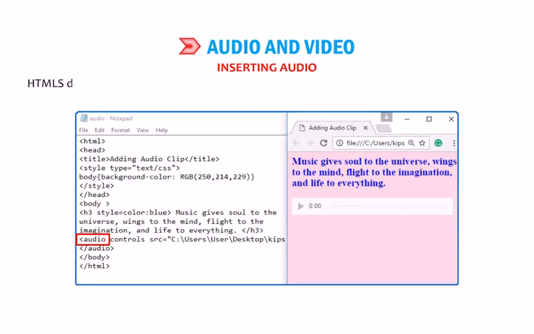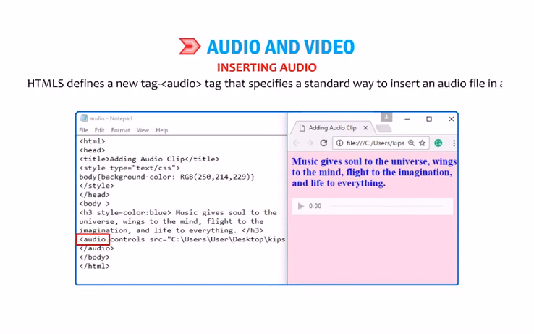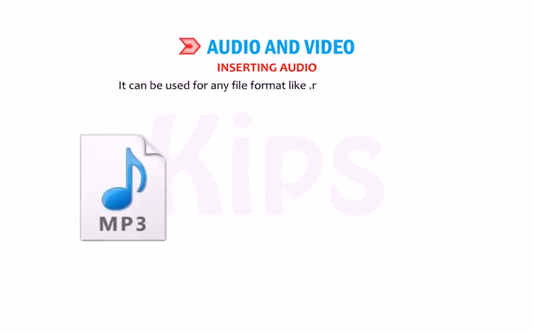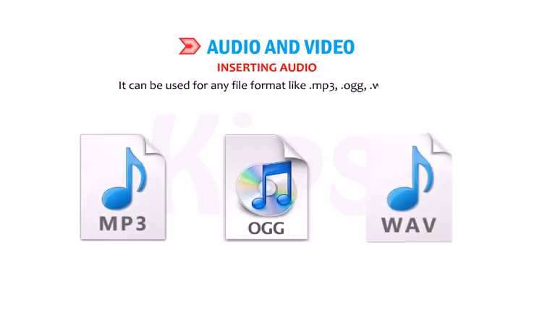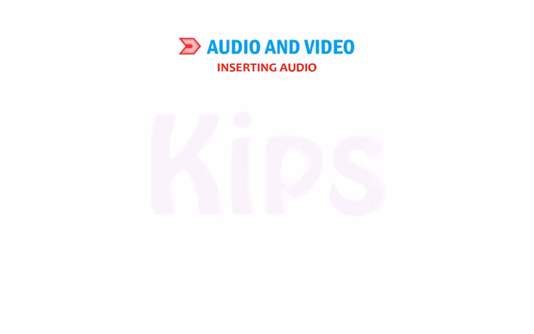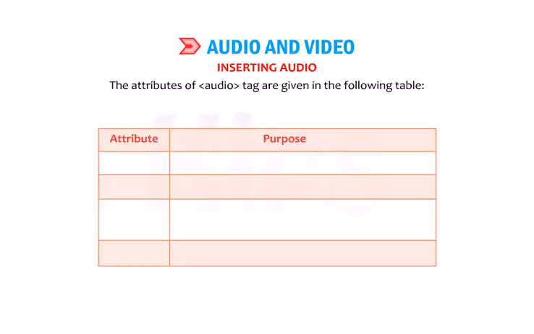Inserting audio. HTML defines a new tag, the audio tag, that specifies a standard way to insert an audio file in a web page. It can be used for any file format like mp3, .ogg, .wav, etc. The attributes of the audio tag are given in the following table.